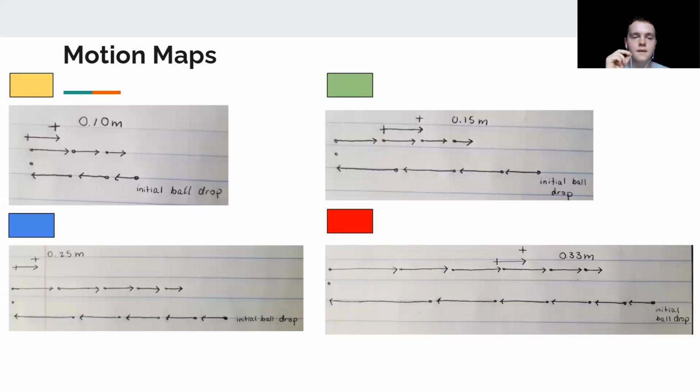And here are our motion maps for all 4 trials. As you can see, the arrows are getting longer to represent the increasing speed of the ball. And after the bounce, the ball changes directions and the arrows are getting shorter because the ball is slowing down.